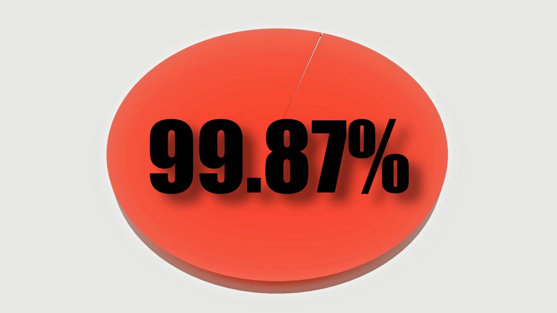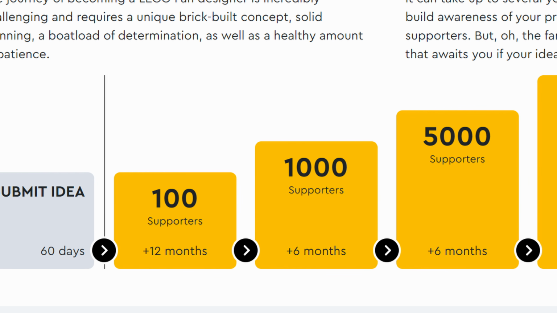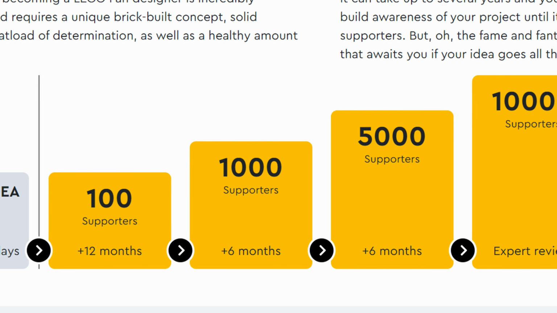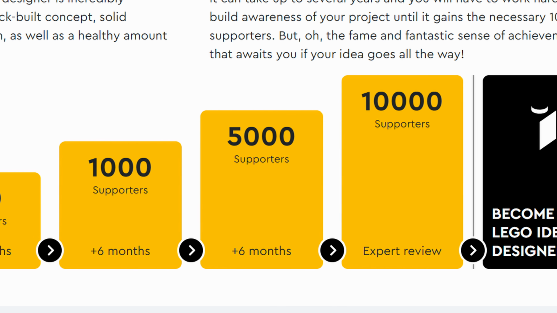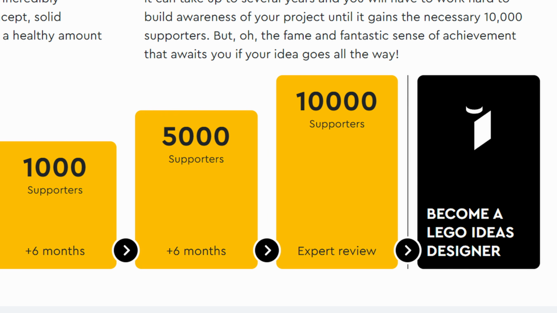99.87% of those will fail. And what I mean by fail is you'll either get rejected if it actually gets to 10,000 votes, or expire. And what expire means on the Lego Ideas platform is when you submitted a project, you've got 60 days, I think it is, to reach 100 votes, and then you get more time again until you reach 1,000 votes, and then you get more time again, and then at 5,000 votes you get more time again. And if that time runs out before you've reached those milestones, your project expires.